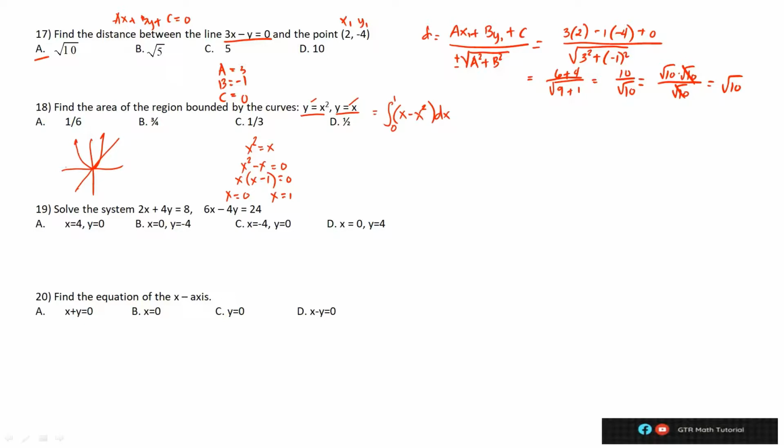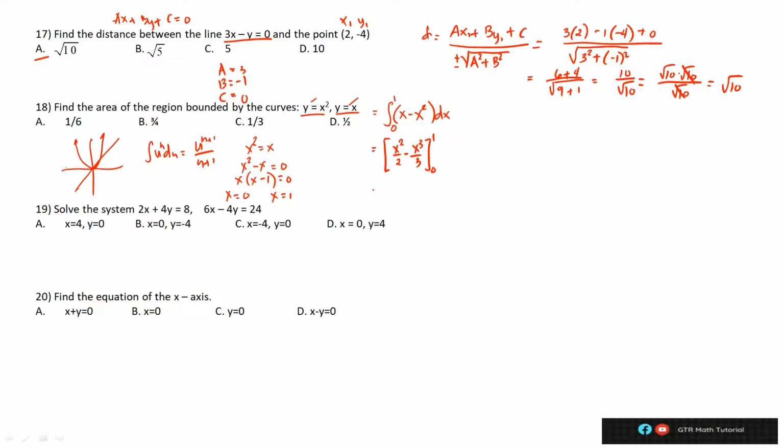Okay, so just get the integral. So kagaya ng kanina, u to the n du lang yan. So integral of u to the n du is equal to u to the n plus 1 over n plus 1. Okay? From 0 to 1. So therefore we have the integral of x is x raised to 1 plus 1, so x squared over 2, minus integral of x cubed, so that is x cubed over 3, from 0 to 1.